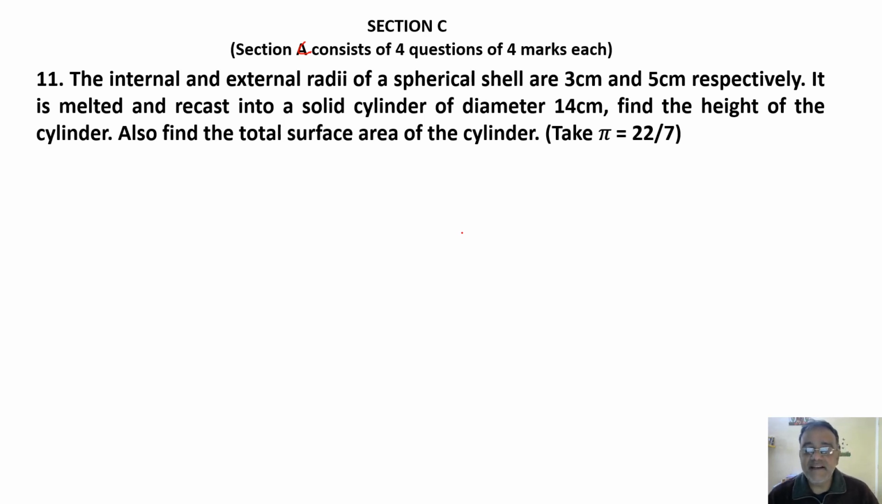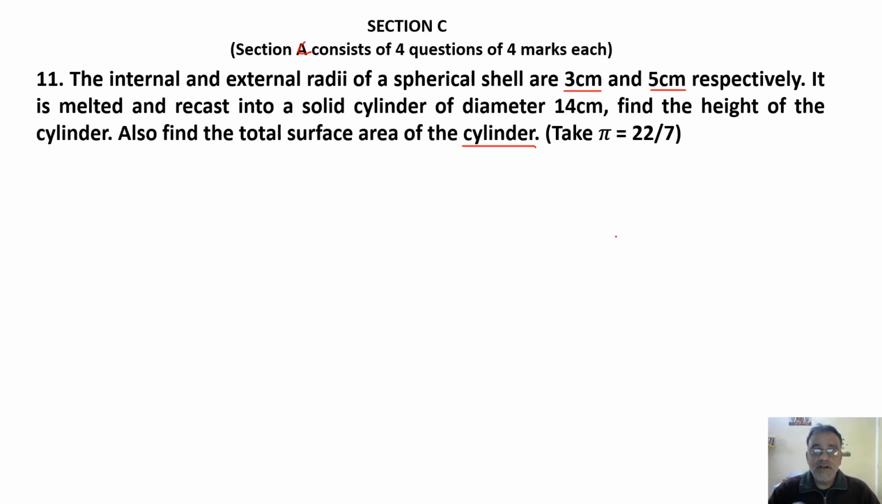The internal and external radii of a spherical shell are 3 centimeter and 5 centimeter respectively. It is melted and recast into a solid cylinder of diameter 14 centimeter. Find the height of the cylinder. Also find the total surface area of the cylinder.